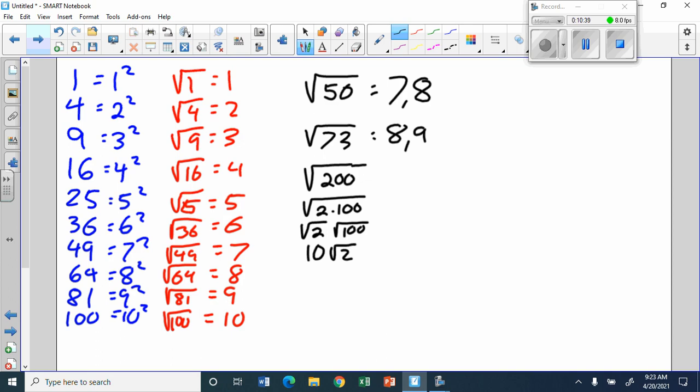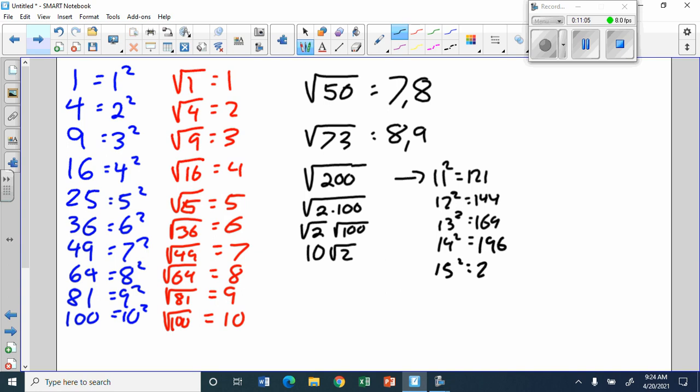Let's think about how it works. Let's take another approach here. I know that 11 times 11 is 121, right? So if I think about those, that's 121. 12 squared is 144. 13 squared is 169. 14 squared is 196. 15 squared is 225. So what's it between? Yeah, it's between 14 and 15. So somewhere between 14 and 15 lies that number.